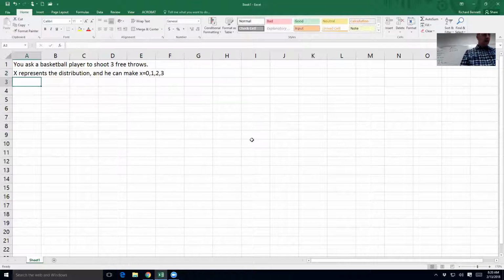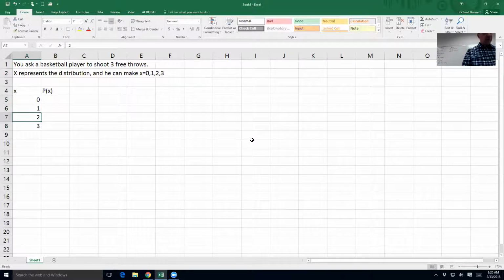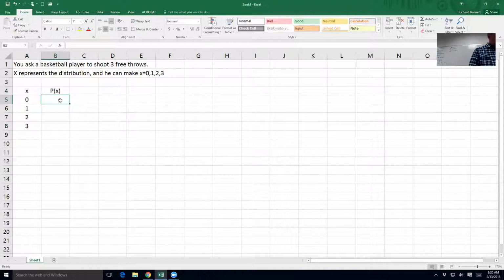Okay, so X is the number of shots that he makes, and then the probability of x. You have him repeat this experiment a bunch of times. He can make 0, 1, 2, or 3. I'll center these, it always looks better centered. Let's say that he makes 0 shots, 0.01, 1 shot, 0.1, 0.38, and 0.51. My first question is, is this a legitimate distribution?